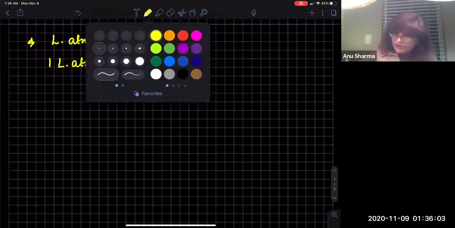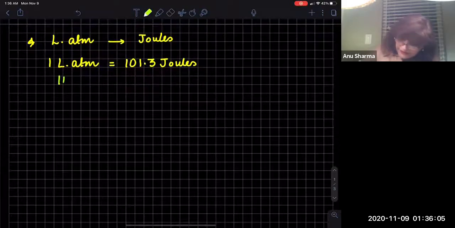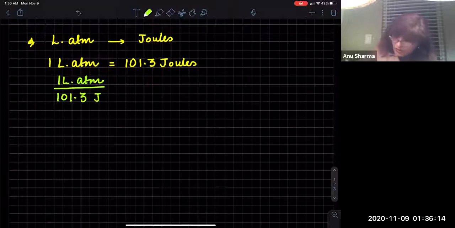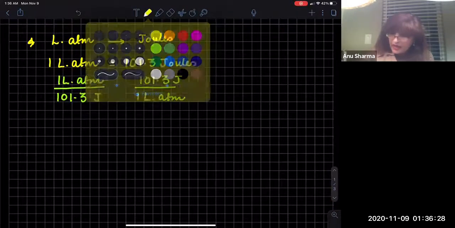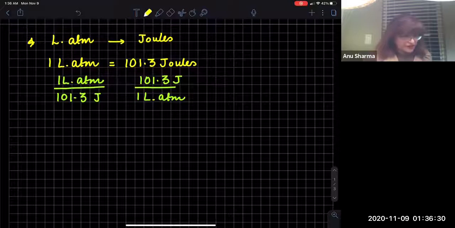In other words, what are the two conversion factors? 1 liter dot atmosphere over 101.3 joules, or 101.3 joules over 1 liter dot atmosphere. Okay, so these are the two conversion factors.